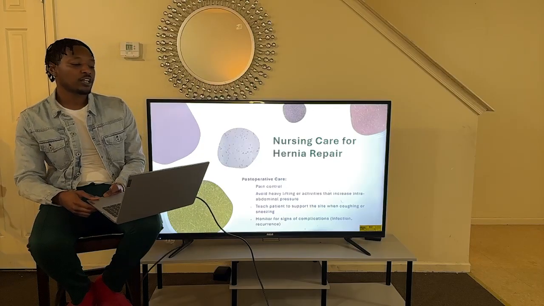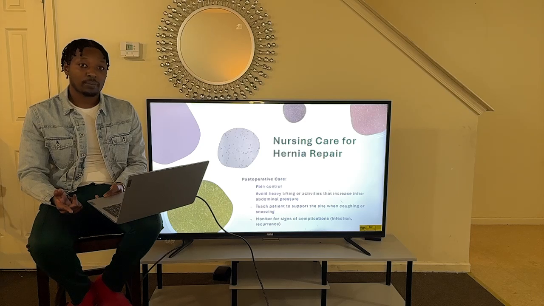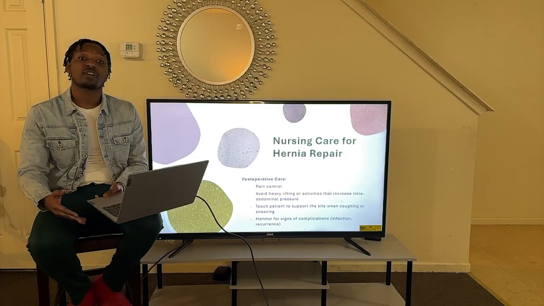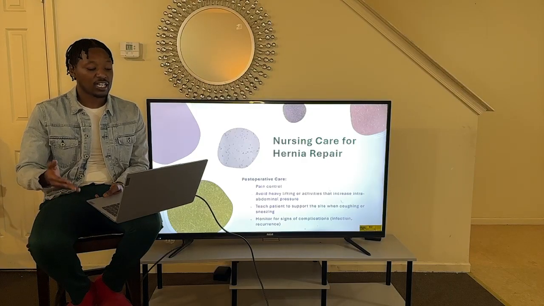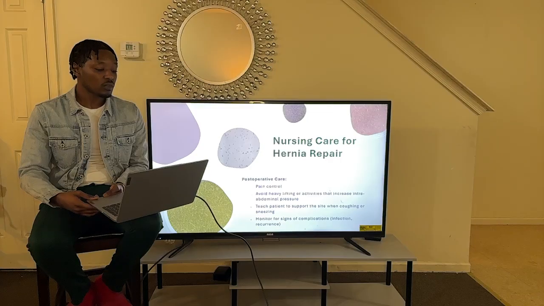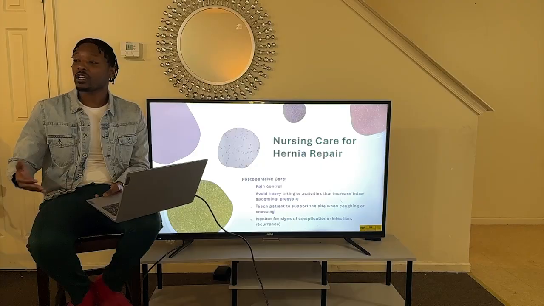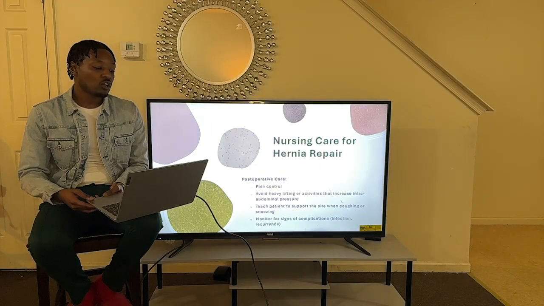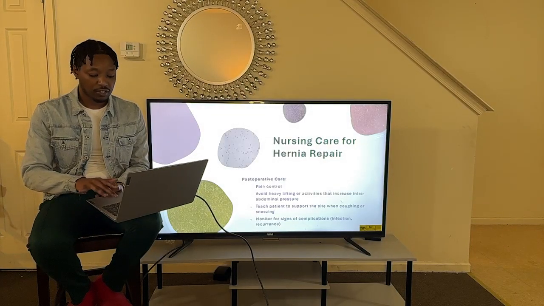For nursing care for hernia repair, for post-operative care, monitor pain control because the person may be in pain after having the hernia repaired. Avoid heavy lifting or activities that increase intra-abdominal pressure. As we know, lifting or increased pressure can increase the risk for hernias. Teach your patient to support the site when coughing or sneezing so that they don't push the hernia back out or add any extra pressure to the abdomen. You're also going to want to monitor for signs of complications such as infection or a recurrence of a hernia.